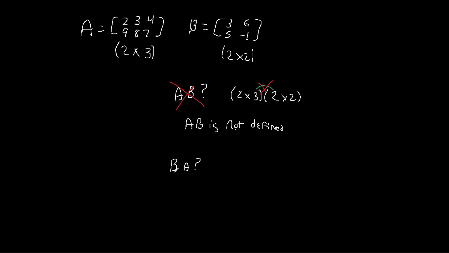But let's look at BA. Is BA possible? For BA, our first matrix is a 2 by 2, and we're multiplying it by A, which is a 2 by 3. So again, we check the inner dimensions. Does 2 by 2 match? Yep. So now we check the outer dimensions, 2 and 3. So we know that not only does this work, but our resulting matrix is going to be a 2 by 3 matrix.